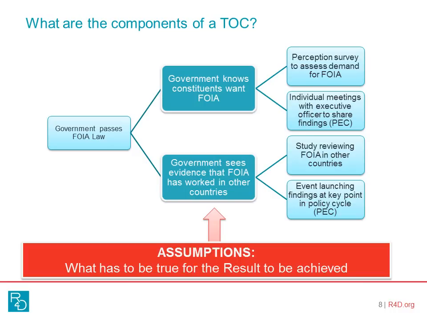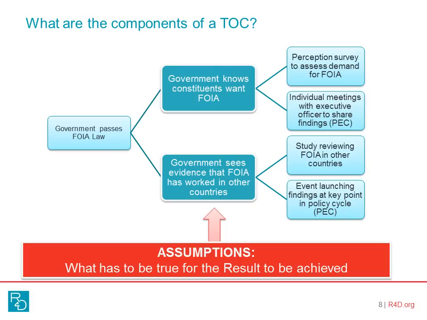The second part of the theory of change is the assumptions, or intermediate steps. These are steps that must happen for the result to be achieved, but still things that are not in the direct control of the think tank. In this example, the think tank defines two things that need to happen in order for the government to pass a freedom of information law. The first is that the government must know that their constituents want this law. This assumes that key officials are responsive to constituent priorities. The second assumption is that the government sees evidence that similar laws have worked in other countries.